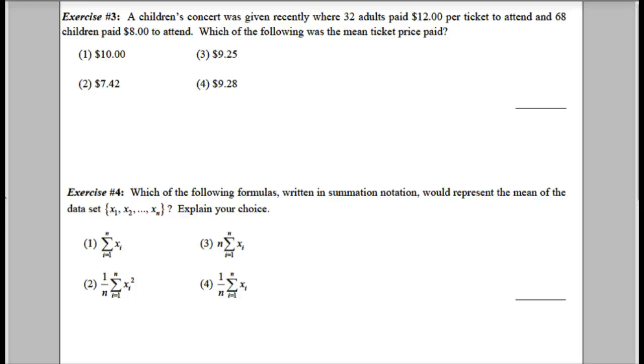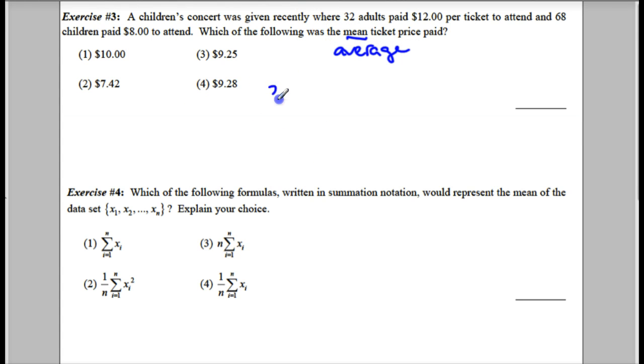Exercise 3. A children's concert was given recently where 32 adults paid $12 per ticket to attend and 68 children paid $8. Which of the following is the mean ticket price? So what we said was mean. Mean is another word for average. So you take the total and you divide it by the number of people.